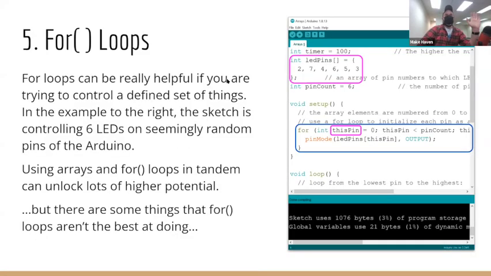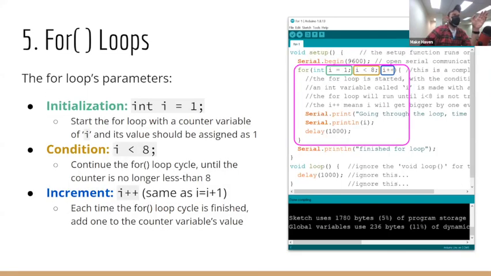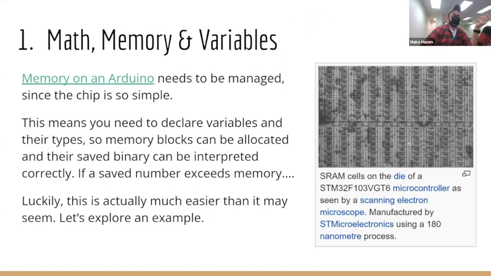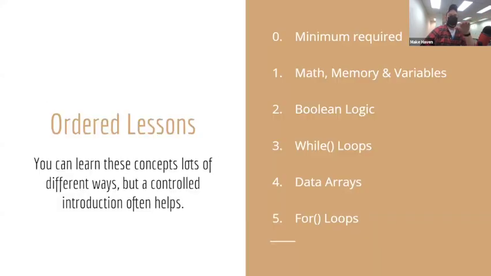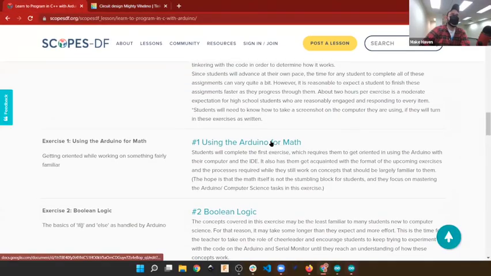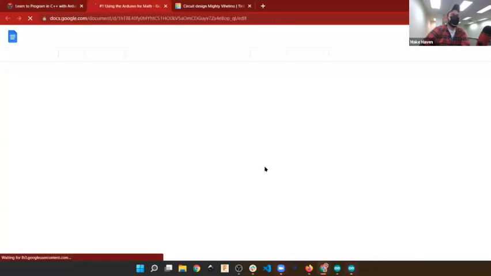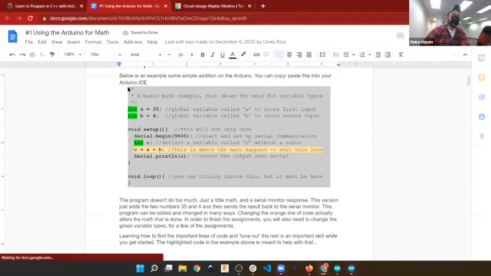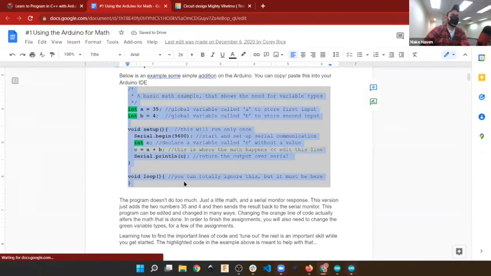Those are our 5 concepts that I would really like it if you explored this week. So hopping back through, that's the minimum required: math, memory, and variables, Boolean logic, while loops, and data arrays and for loops. And going all the way back to this, these are things that you can pop in, and they're sort of guided documents that say, here's a sketch. Load this onto your Arduino.